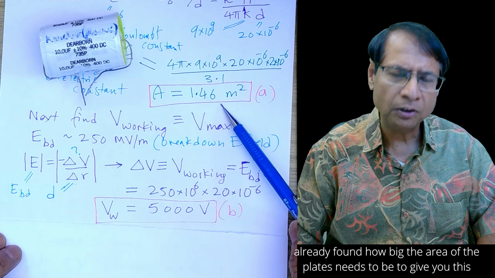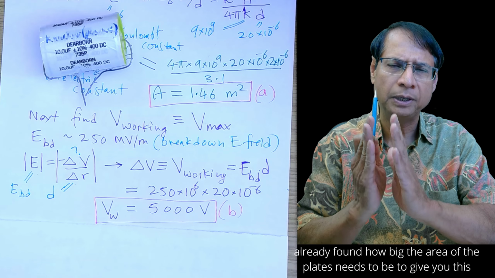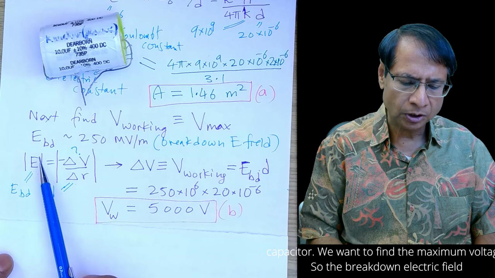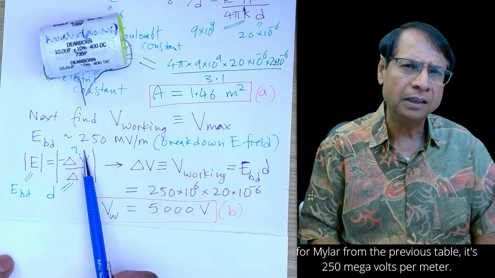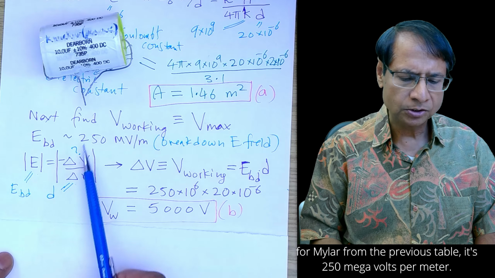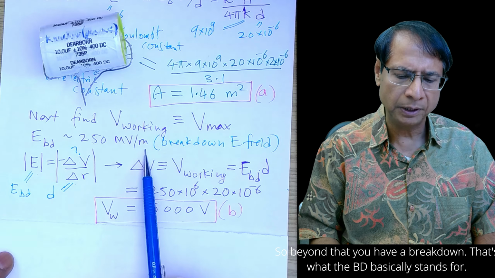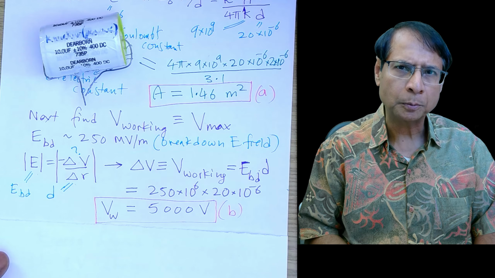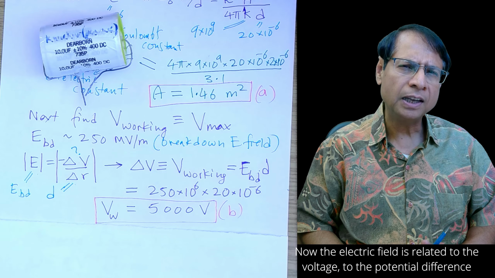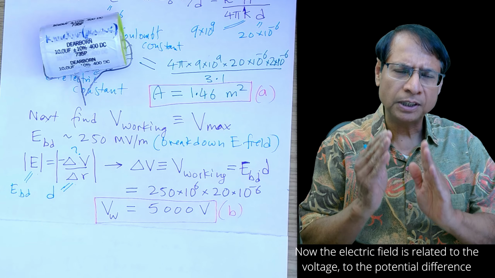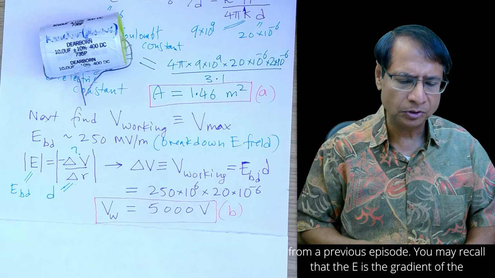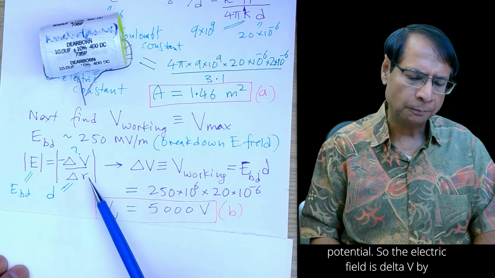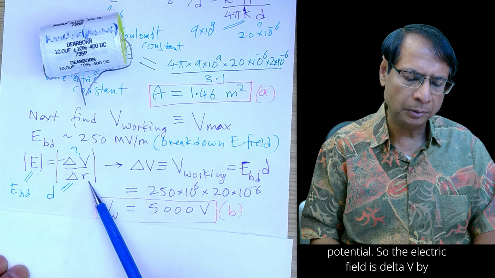So we already found how big the area of the plates needs to be to give you this capacitor. We want to find the maximum voltage. So the breakdown electric field for Mylar, from the previous table, is 250 megavolts per meter. Beyond that, you have a breakdown. That's what the BD basically stands for. Now the electric field is related to the voltage, to the potential difference. From a previous episode, you may recall that E is the gradient of the potential. So the electric field is delta V by delta R.